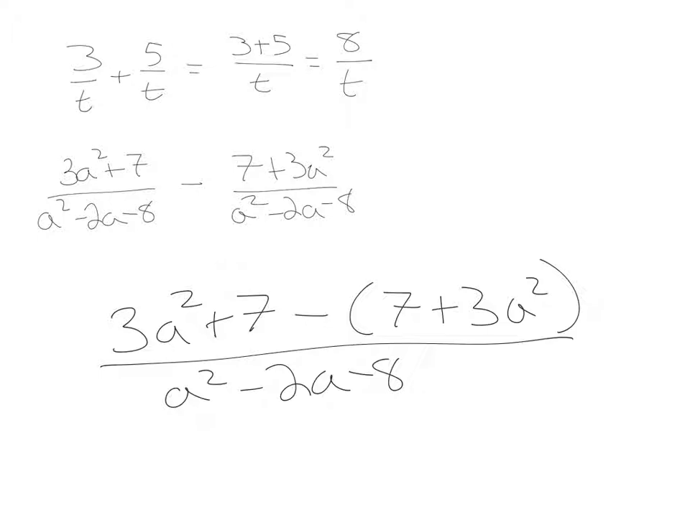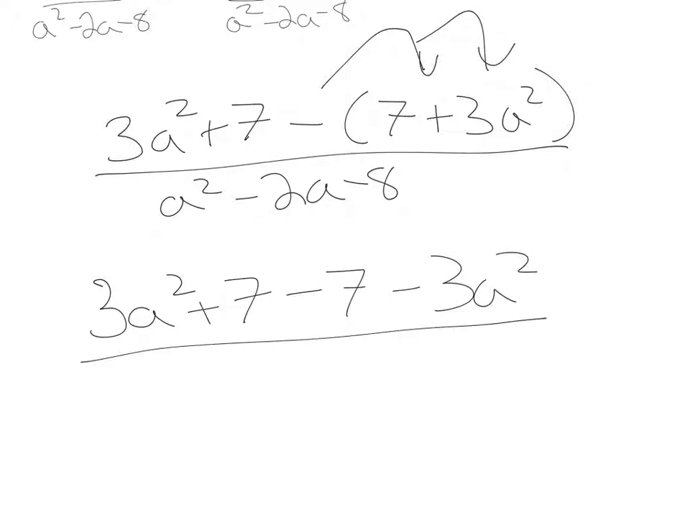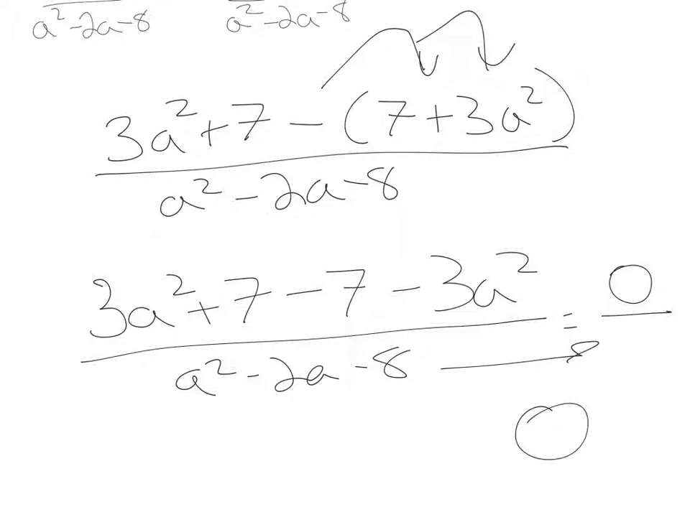And what we're going to notice here is if we do distributive property with the sign, which we have to do, we're going to end up with 3a squared plus 7 minus 7 minus 3a squared. Everything's going to cancel out, leaving us with 0 over this same denominator, but it doesn't matter because anything divided by 0 is 0. And that's our answer.